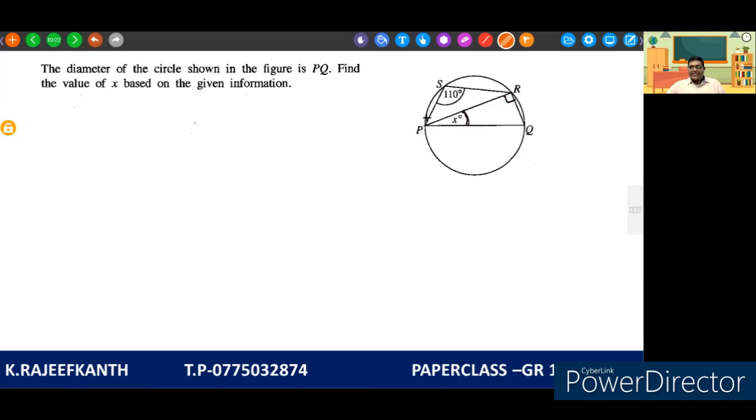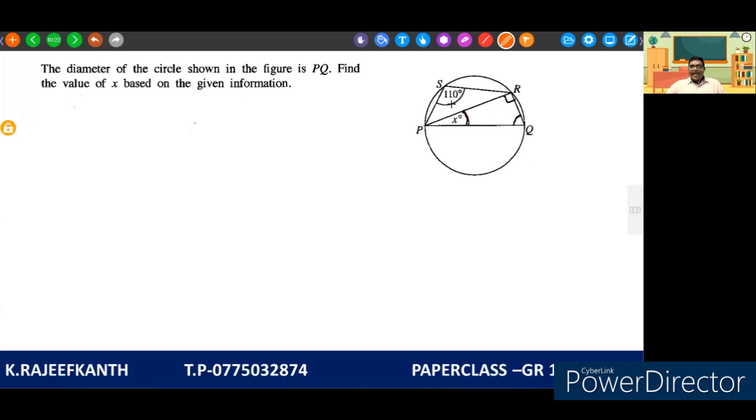This PQR is a triangle. So if you know the value of this angle PQR, then we can find the value of x, because the sum of these three angles will be equal to 180, because those are interior angles. Here angle PSR and angle PQR are opposite angles of a cyclic quadrilateral. So these opposite angles are supplementary. That means the sum of these two angles will be 180.